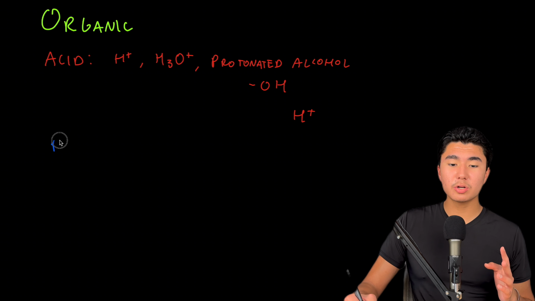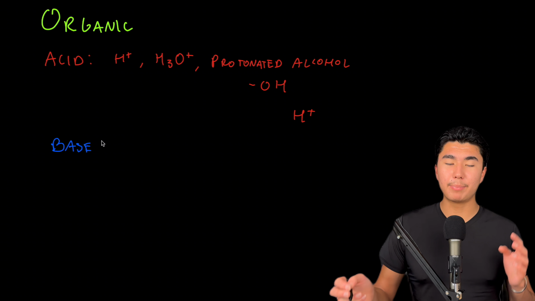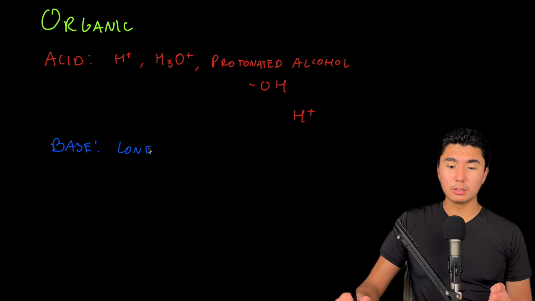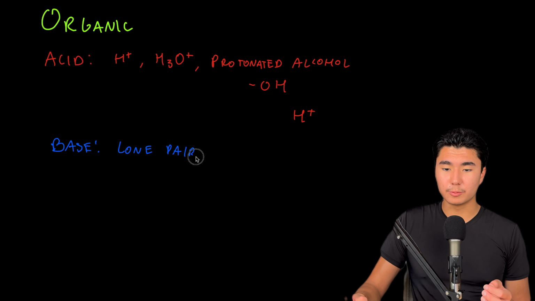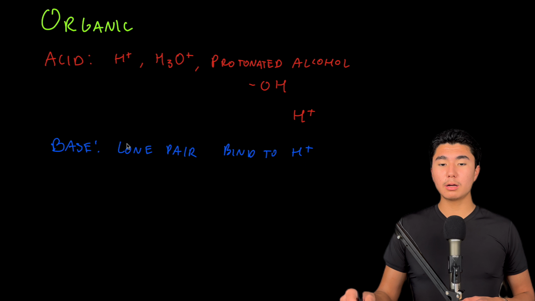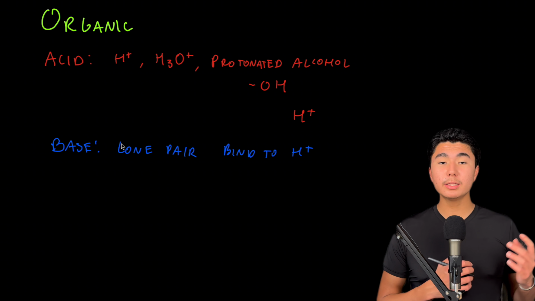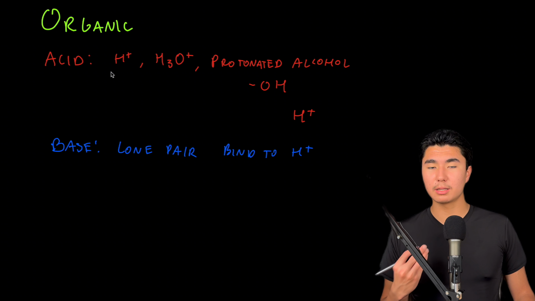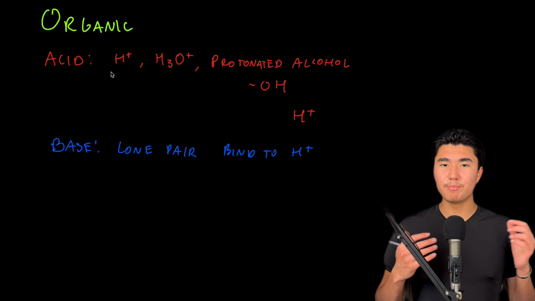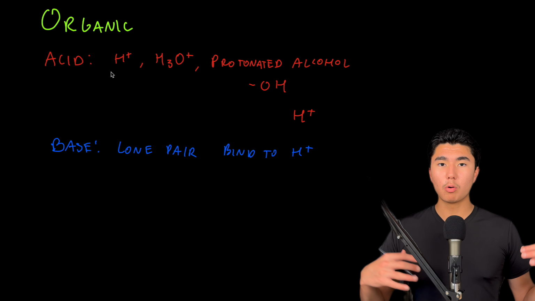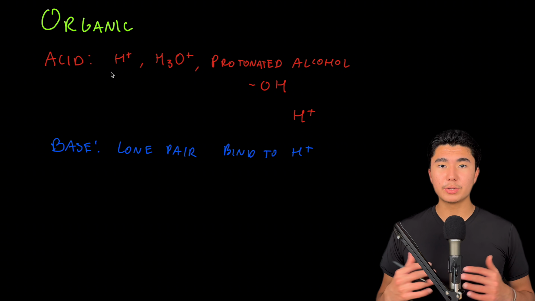Now for our base, this is going to pull in from the Lewis base definition, in which we're going to have an atom that has lone pairs, pretty much electron rich like we were talking about, and something that will bind to H+. So this definition of our organic base really leans into that Lewis base, and this definition of acid really leans into the Bronsted-Lowry definition of acids. So you can see that there's a mix of both of those two definitions, and that's how we build our definition for organic chemistry, as we go through all of these problems.